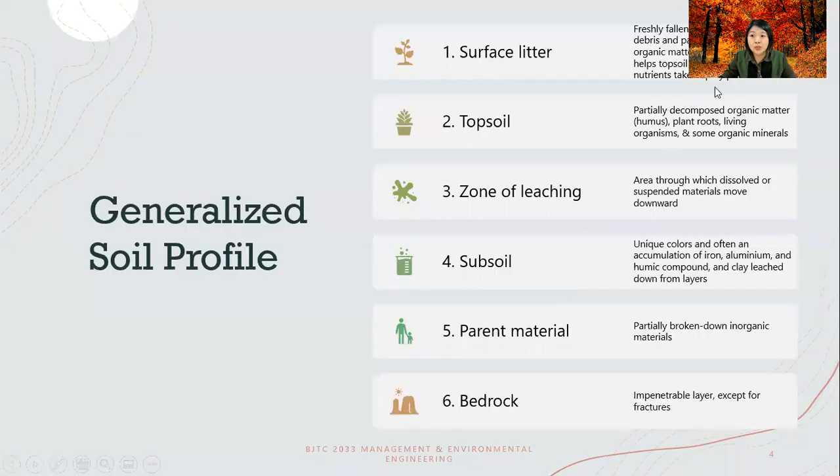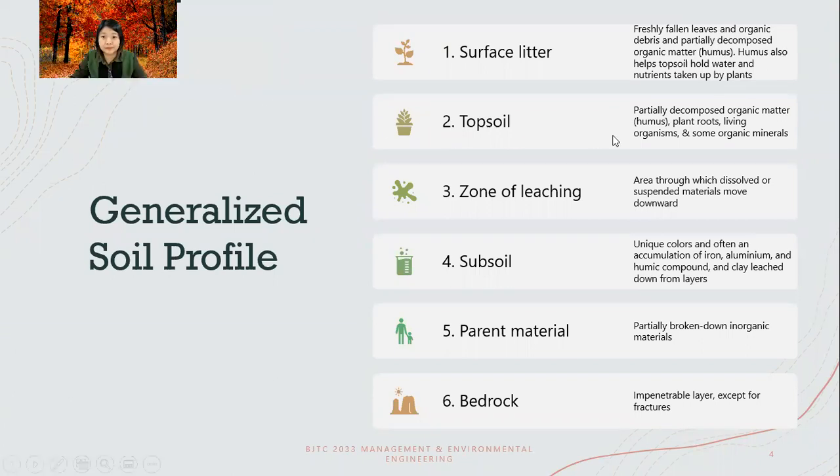Okay. So this is the detailed explanation of the soil profile. You can see we have the surface litter, which is the humus, and then topsoil, zone of leaching, subsoil, parent material, and bedrock. And then this is the detailed explanation. This chapter is not that long, actually. It's a very short chapter only.